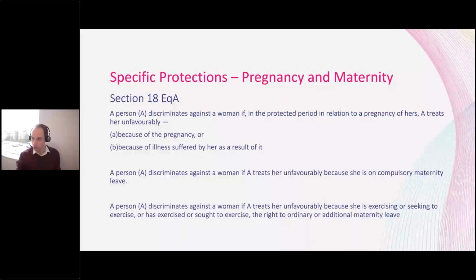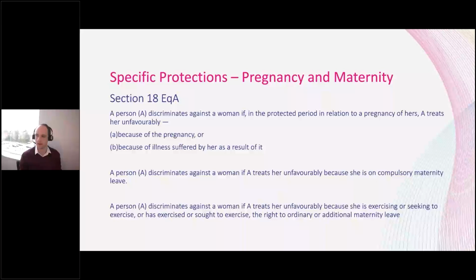I mentioned I would touch on pregnancy. We've got section 18. I'm not going to go through it in detail as I have with the others, because it's one that we can look at later. What this functionally does is create a form of discrimination protection for anybody who, during their protected period in relation to pregnancy, cannot be treated unfavourably because of the pregnancy, because of an illness suffered by it, or because they're asserting some kind of legal right in connection with it.